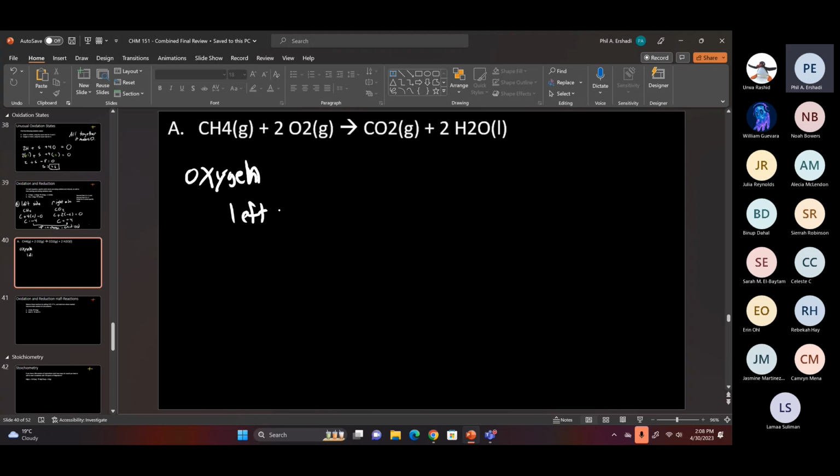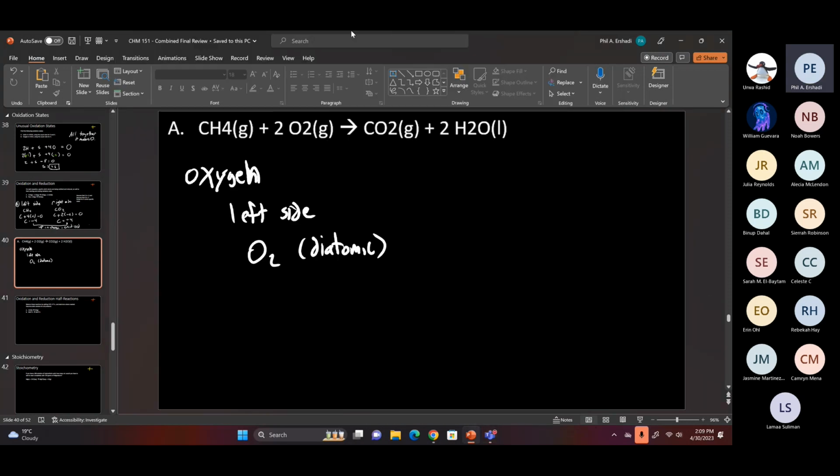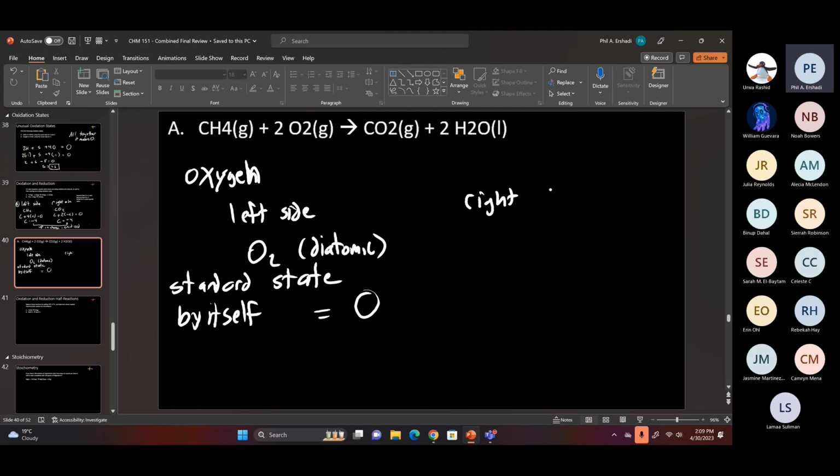Now, on the left side, we had O2, the diatomic form. Here's an interesting trivia question. When oxygen's diatomic, do you know what the charge is supposed to be? Exactly right. It's standard state, so 0. And more importantly, it's standard state and it's by itself. It means it's 0.